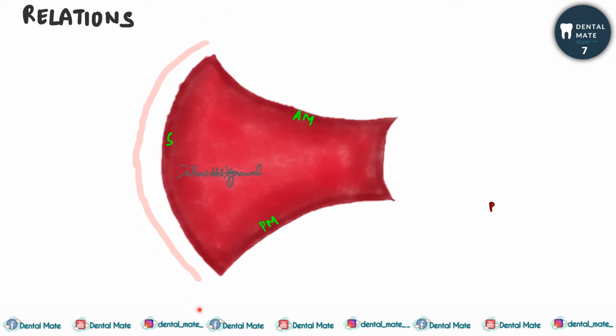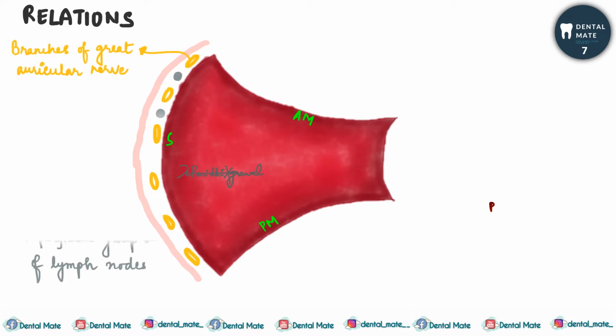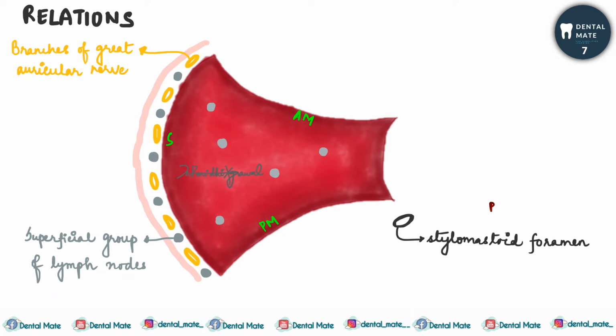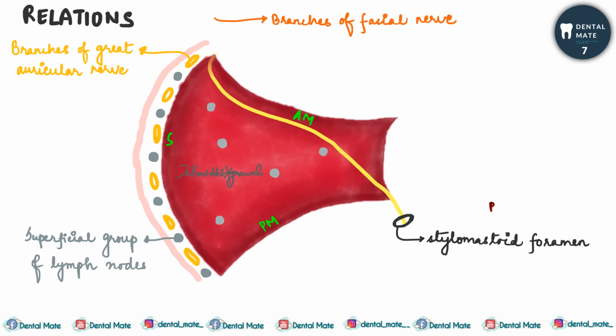First of all, there is the skin covering the superficial surface, and there are numerous branches of the great auricular nerve along with the superficial group of lymph nodes, or the parotid lymph nodes, which are present here. So the stylomastoid foramen is related in the posteromedial area, and the branches of the facial nerve emerge through it and pierce the parotid gland.